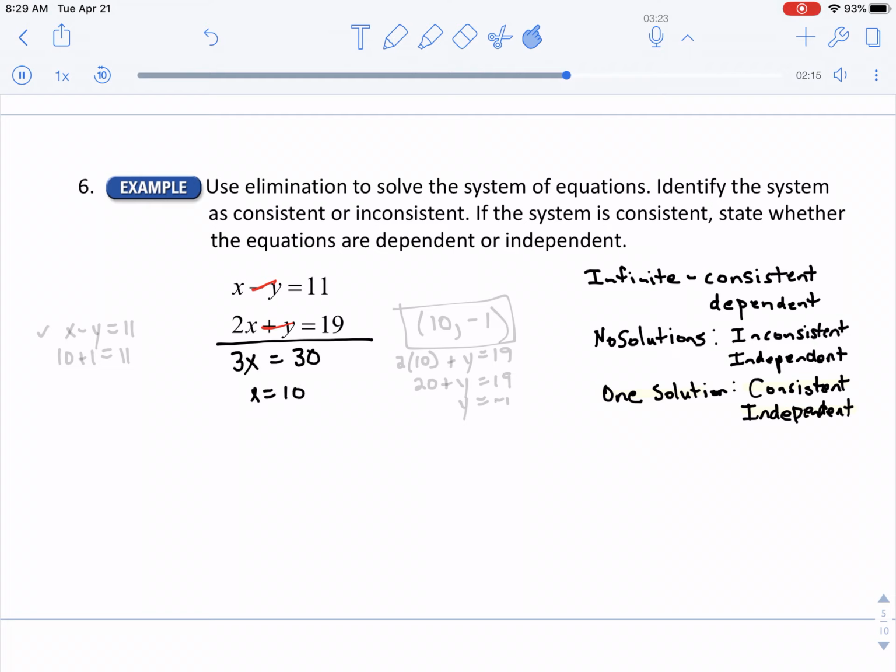Now our answer is going to be an ordered pair, and what we've done so far is found the x value of that ordered pair. We need to go back in and find the y value. So to find the y value, I take one of the equations. It doesn't matter which one. I'm going to take the bottom one.